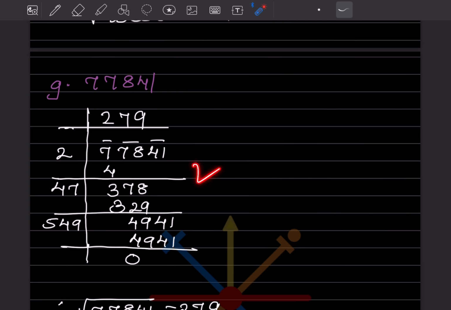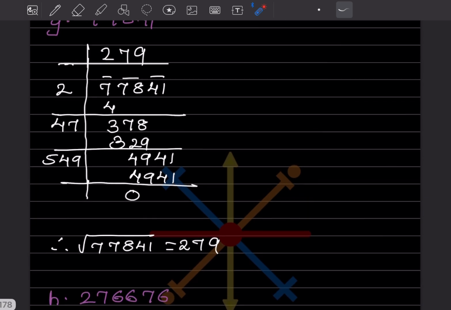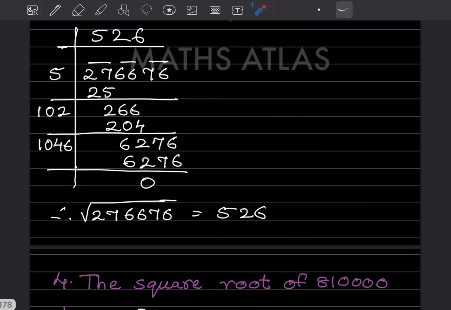Again for this you can check. The answer should be 2870. Then you can check how I have done here. Again for this one the same. Form group of 2. So the answer is 526.